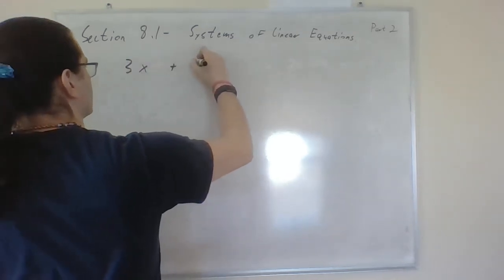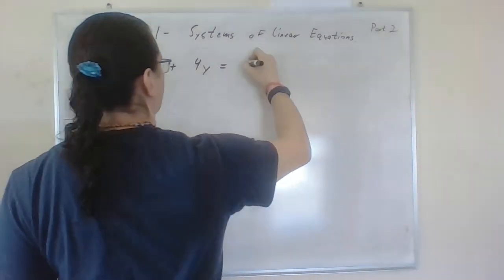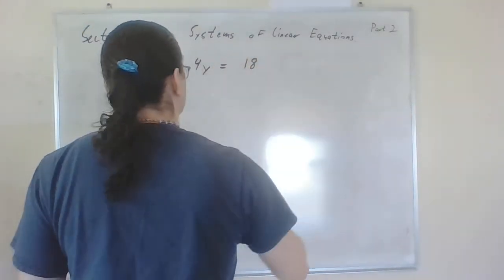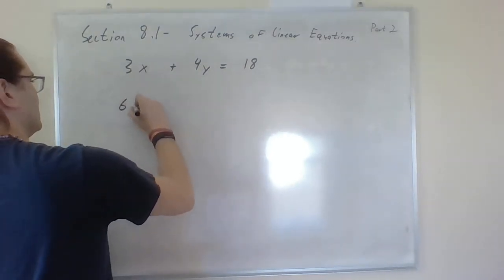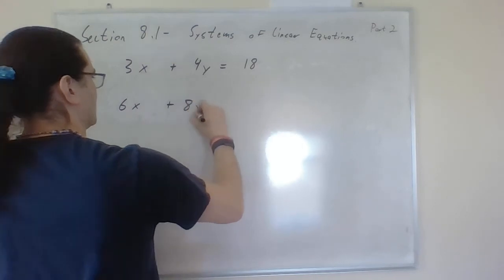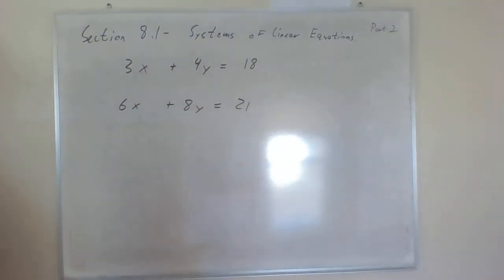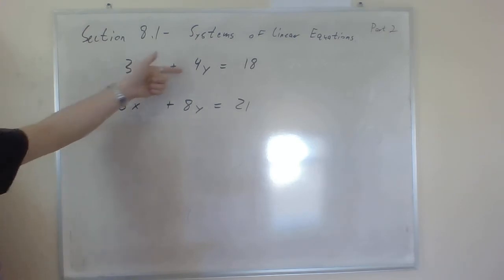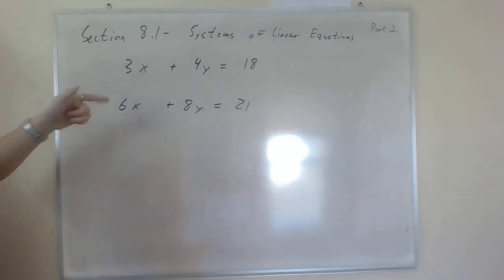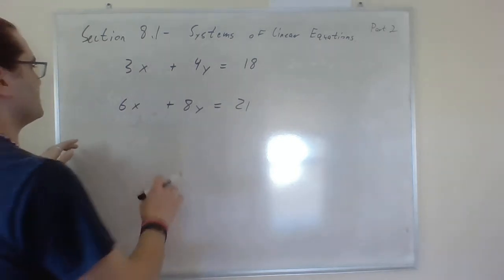3x plus 4y equals 18. And let's do 6x plus 8y equals 21. So again, this seems like a pretty good candidate for elimination because all of these things have coefficients on them that would create fractions if I tried to isolate them. So I'm going to do elimination.